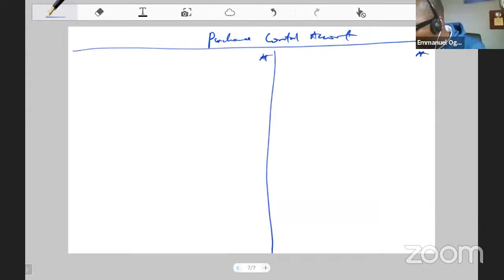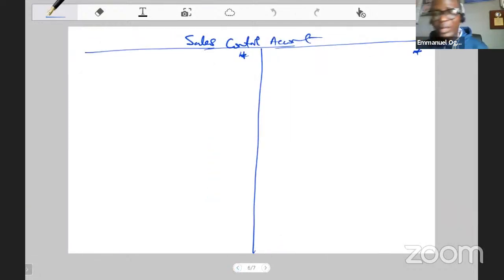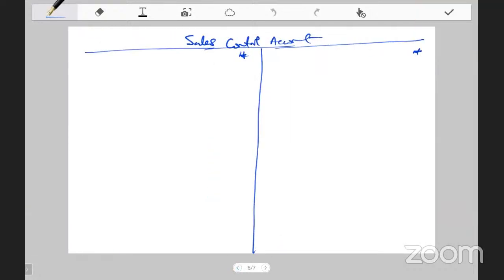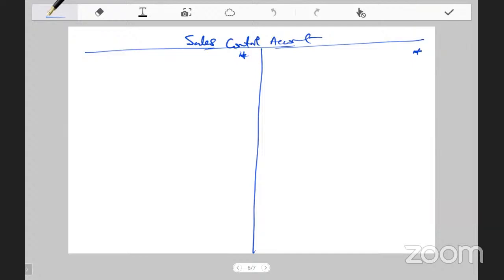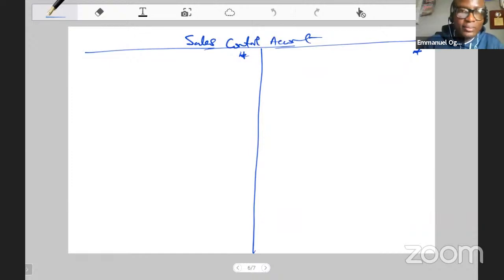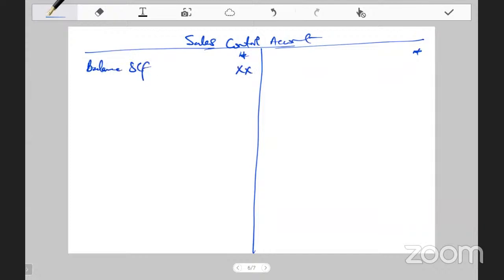Let's start from this. Let's get the one of sales. Now, sales as a receivable. What is always the balance? Is it a debit balance or a credit balance? Debit. Receivable is an asset or a liability? Asset. Because it's an asset, it means that the balance brought forward will be on which side first? On the debit side.